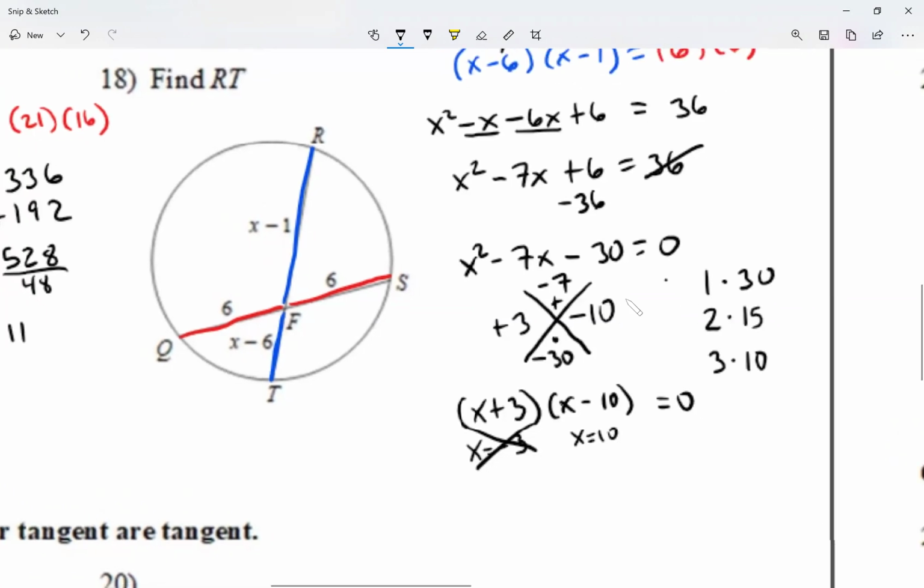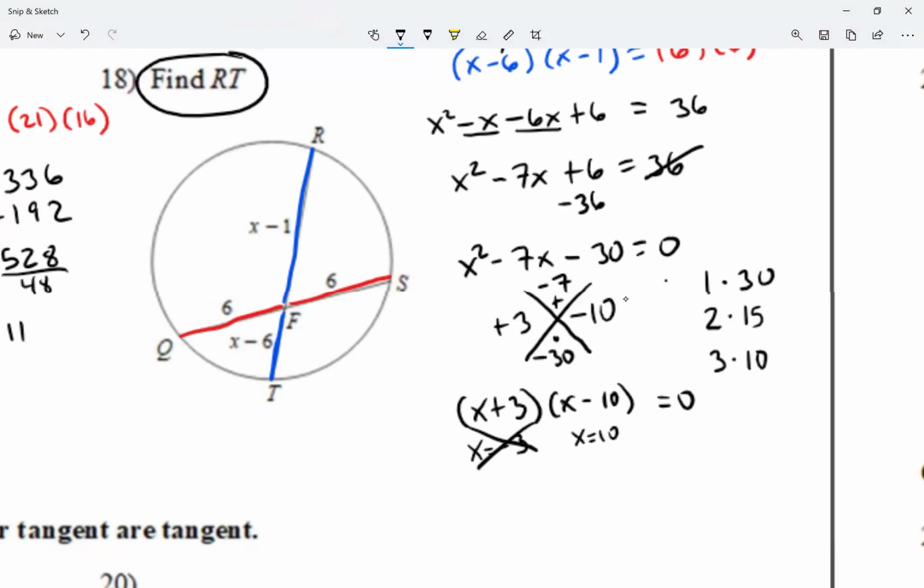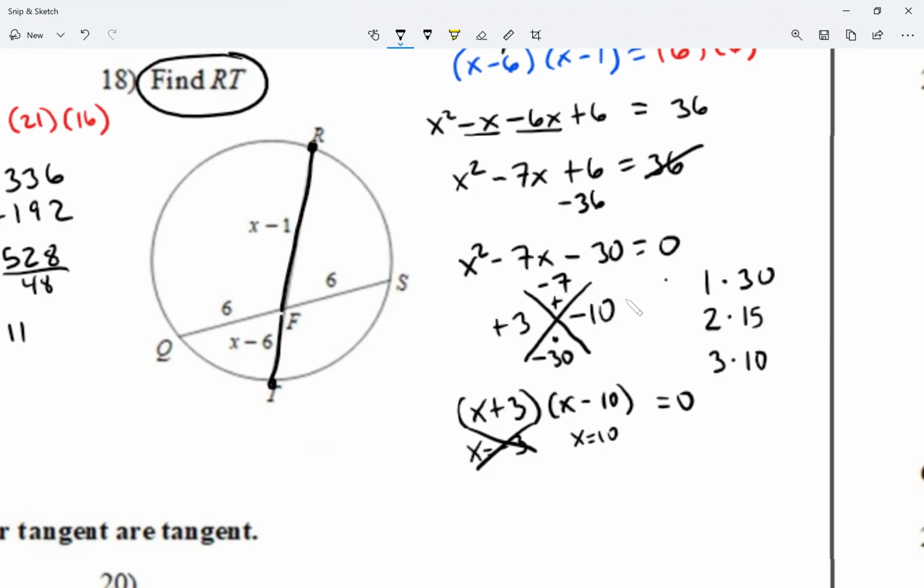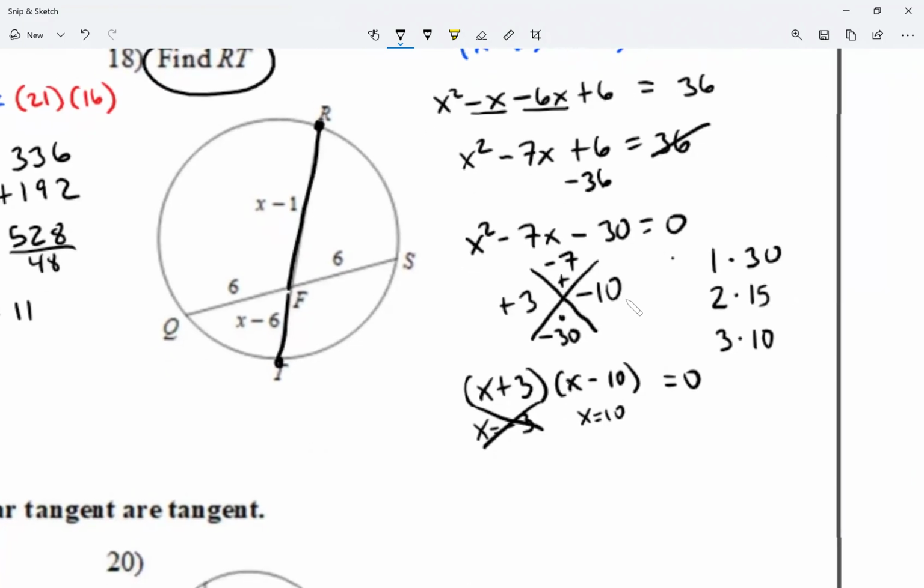But remember, going back to the instructions, it is not solve for x. It says find the measurement, the distance from R to T. Okay, so let me erase this. I see R here and I see T here, and I'm going to have to go this and then these two. I have to add everything there. So I'm going to add x minus 1 and x minus 6.